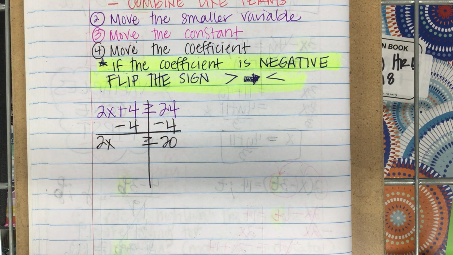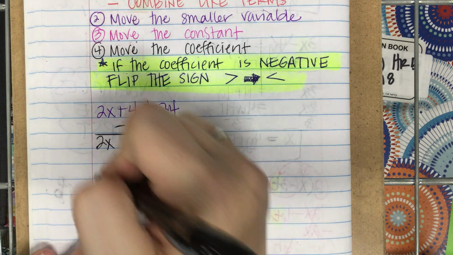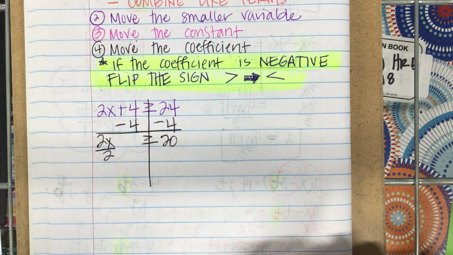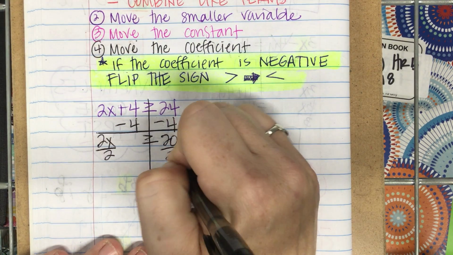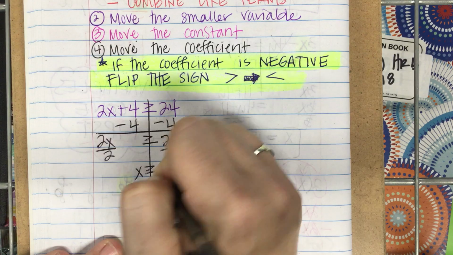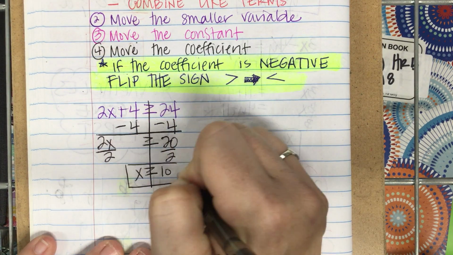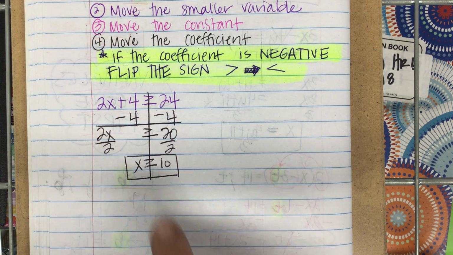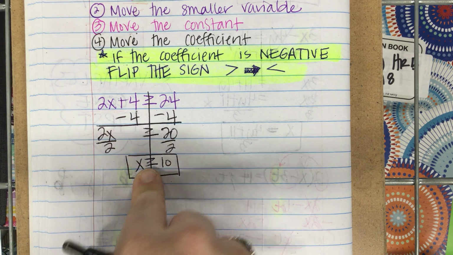And then last but not least, do I need to move the coefficient? Yes. I'm going to divide by 2, which is a positive, not a negative, so I don't need to worry about flipping. So x is greater than or equal to 10. Could the solution to this problem be 10? Yeah. Could it be 11? Yeah. Could it be 44? Yeah. Could it be 8? No. It has to be a number greater than 10, or because it has that equal sign, it could be equal to 10.